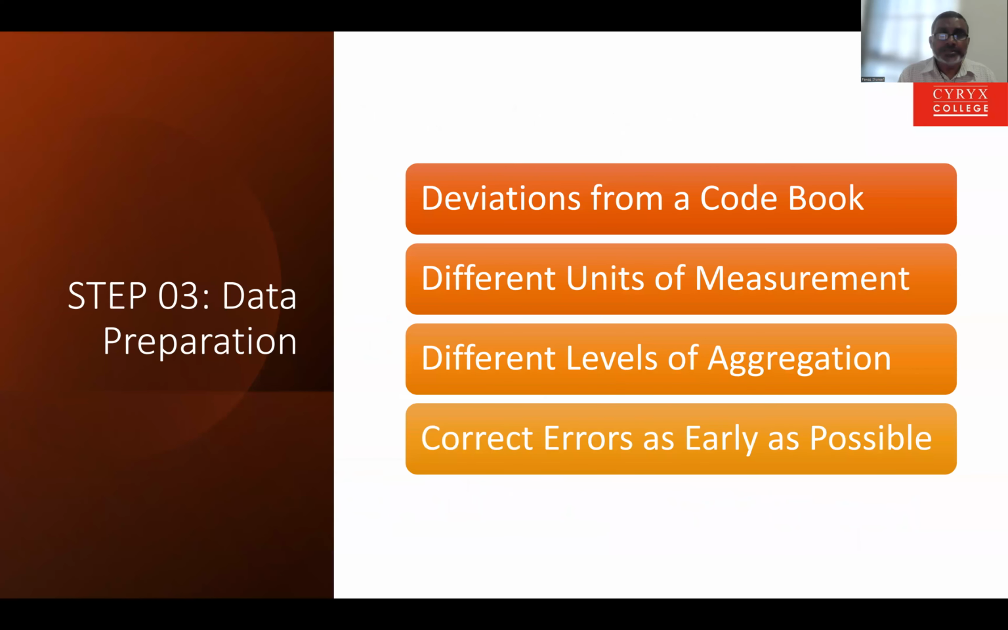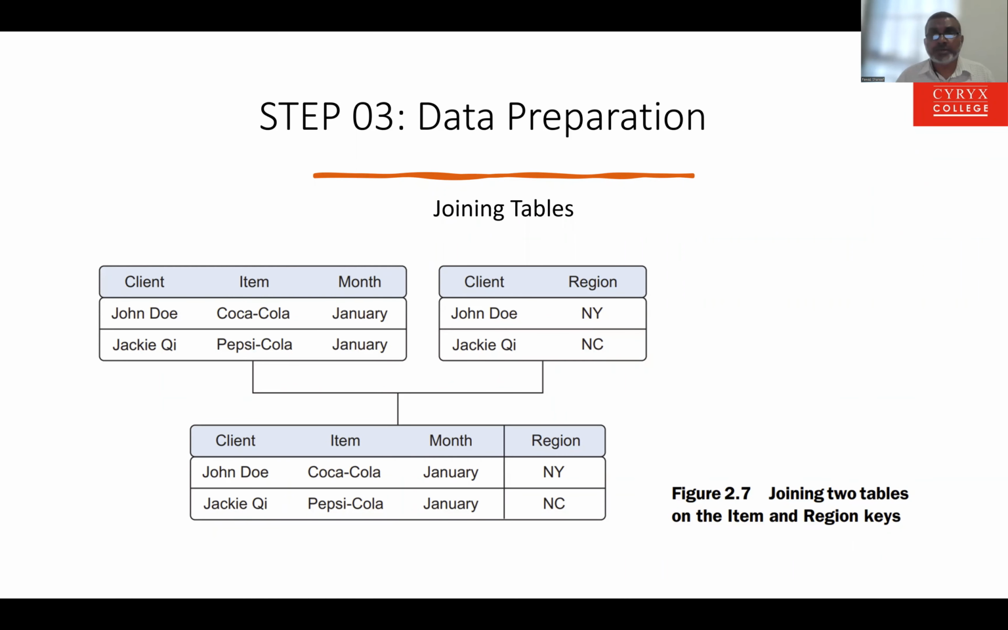The next step in data preparation is joining tables. When you have two tables with the same data, so the client is the same client, but this table has only the item and the month, and this table has the client and the region, you can combine the two with all the items in one table. That is called joining the tables.